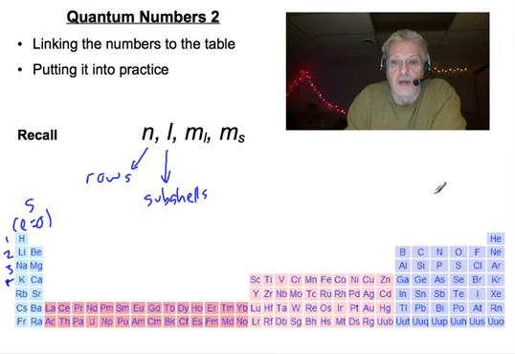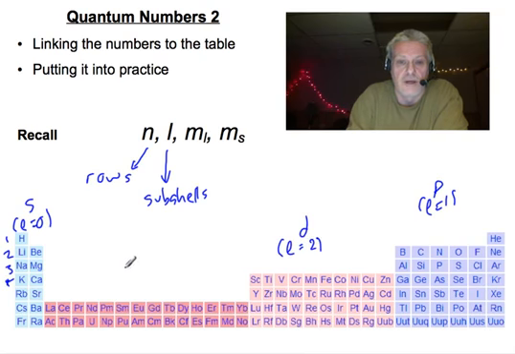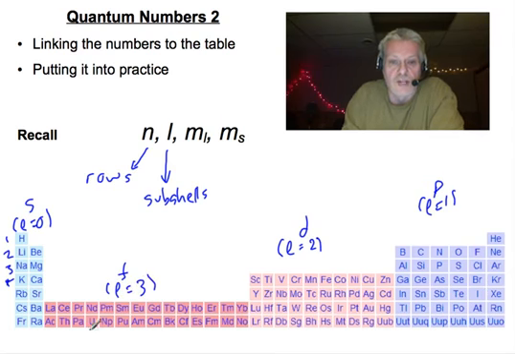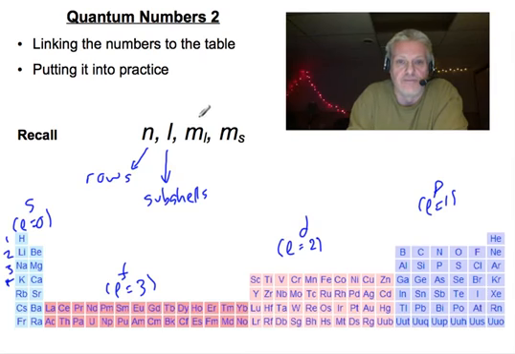In the p block, l equals 1. And in the d block, l equals 2. And in the f block, l equals 3. So those values of l do not change. So any inner transition metal electron would have a value of l equal to 3.